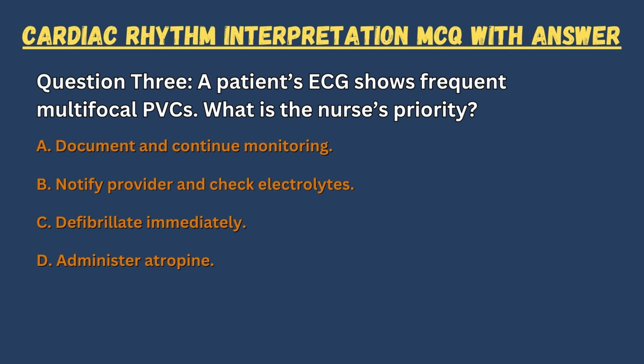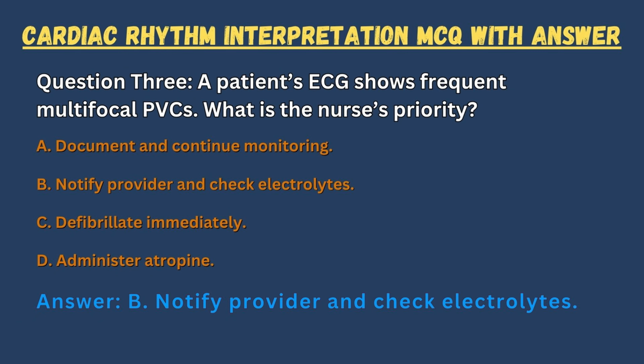Question 3. A patient's ECG shows frequent multifocal PVCs. What is the nurse's priority? A. Document and continue monitoring. B. Notify provider and check electrolytes. C. Defibrillate immediately. D. Administer atropine. Answer: B. Notify provider and check electrolytes.